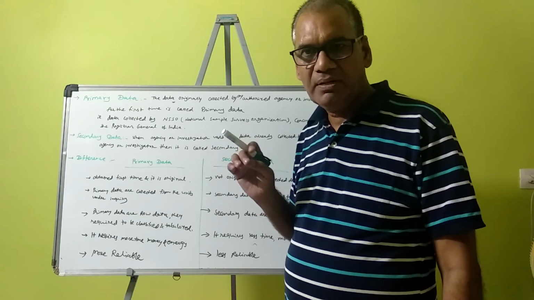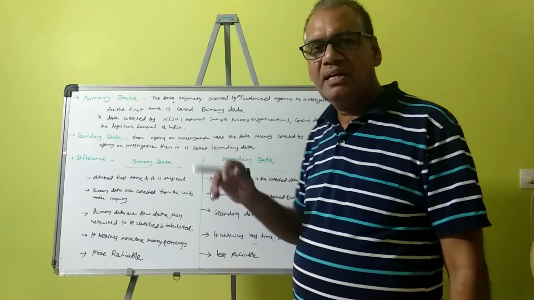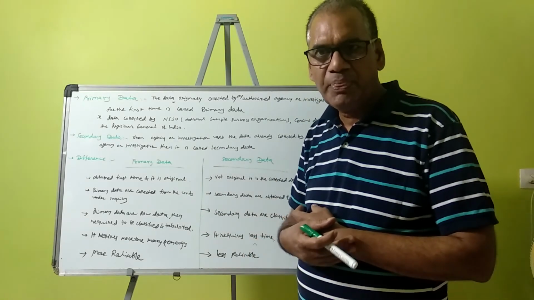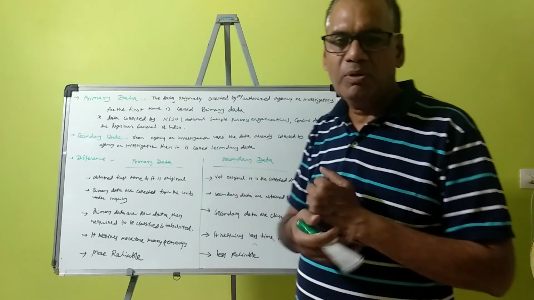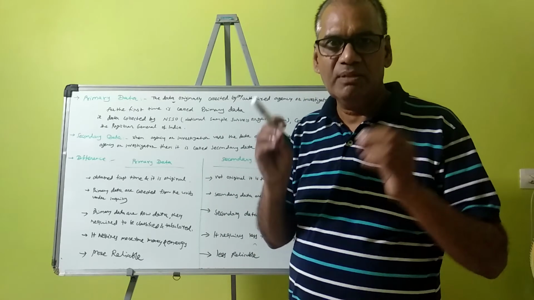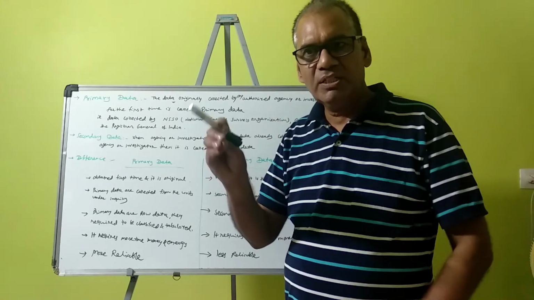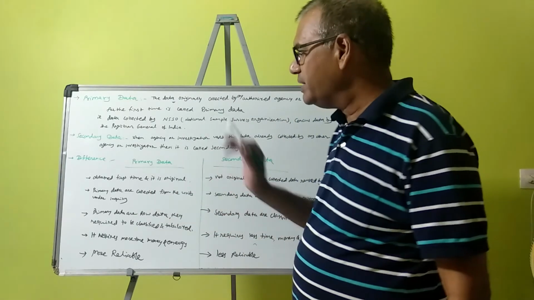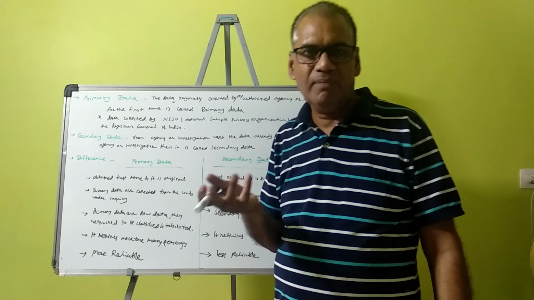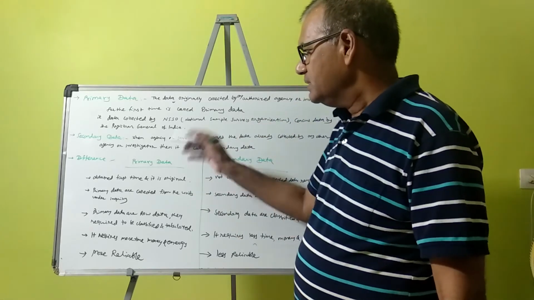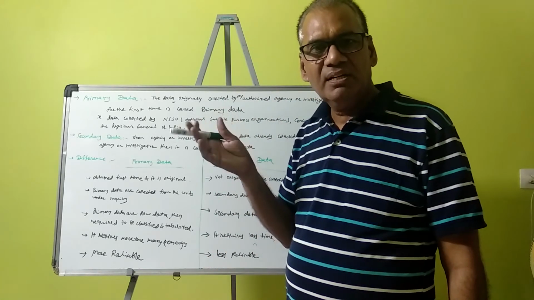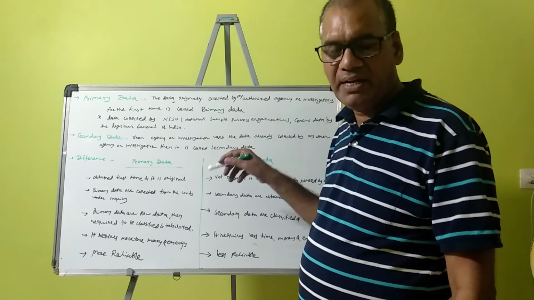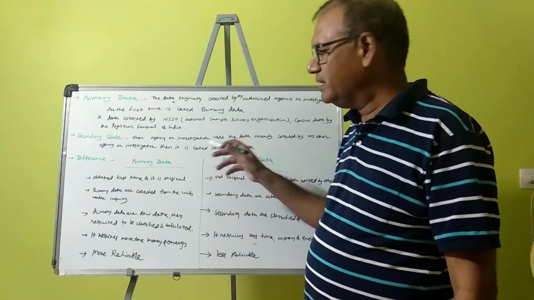The Census Department, the General Registrar, collecting information for the census of India, is primary data. A class teacher collecting information about the students of his class is primary data. Data collected directly from the respondent by the investigator is known as primary data. We can say it is raw data, original data. Secondary data: data which was earlier collected by some other agency or investigator, and we are reusing that ready data, is known as secondary data.